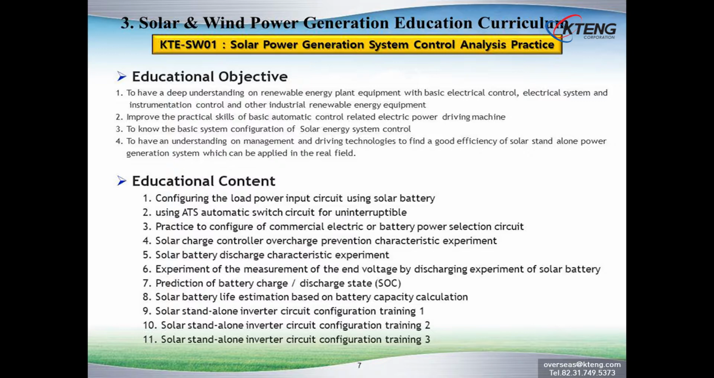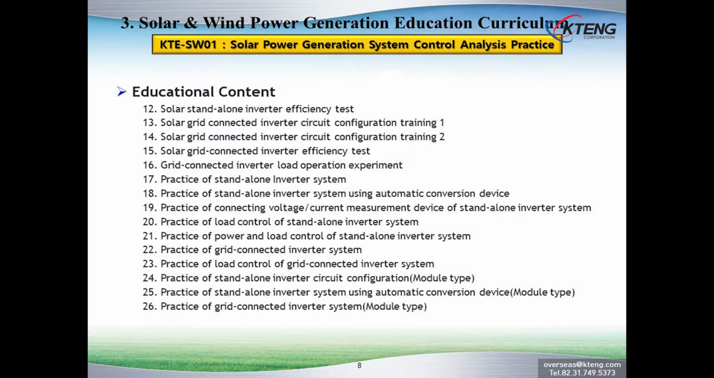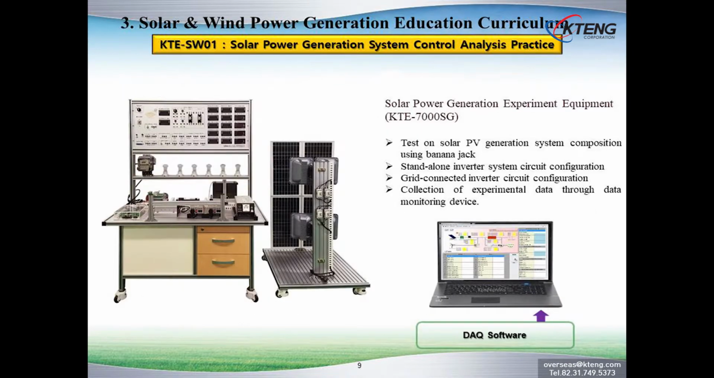This is a detailed description of the solar power generation system control analysis practice. In this subject, the purpose of education is understanding the solar power system and knowing how to control this system. We provide a curriculum including various educational contents for trainees to learn from basics to advanced knowledge. The Solar Generating Test System, KTE 7000 SG, consists of a solar generating system and a solar power convert test system.